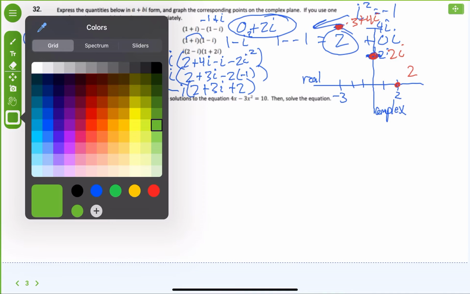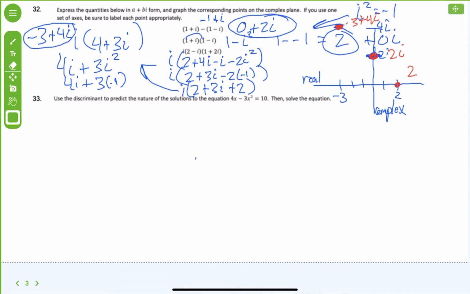Okay. Now let's go back to our blue. It says use the discriminant. Now the discriminant is just what's inside the radical of our quadratic formula to predict the nature of the solutions here. So let's redo this as negative 3x squared plus 4x minus 10. I actually don't want to do that, I don't like that. But since we're doing the quadratic formula, it should be fine. I'd rather have the x squared to be positive, but it shouldn't matter.